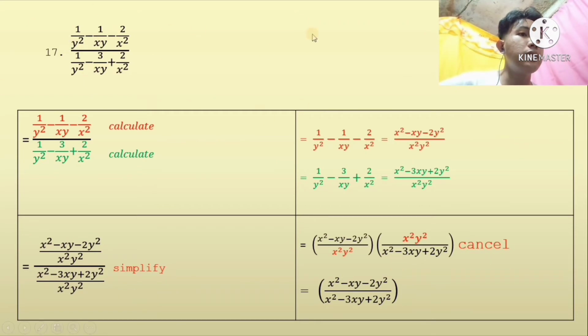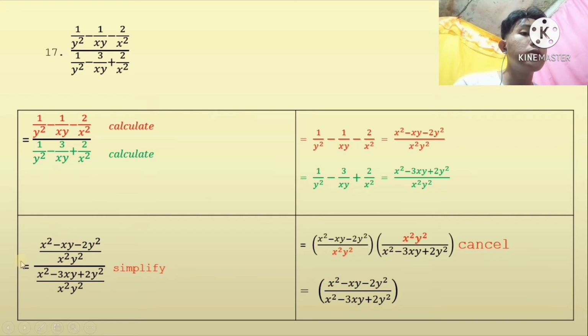Let's simplify this expression. So this is our numerator and this is our denominator, the overall numerator and overall denominator. So first, let's calculate our overall numerator. 1 over y squared minus 1 over xy minus 2 over x squared will become x squared minus xy minus 2y squared over x squared y squared. Then, calculate the overall denominator. So, 1 over y squared minus 3 over xy plus 2 over x squared is equals to x squared minus 3xy plus 2y squared over x squared y squared. Our equation will be like this.